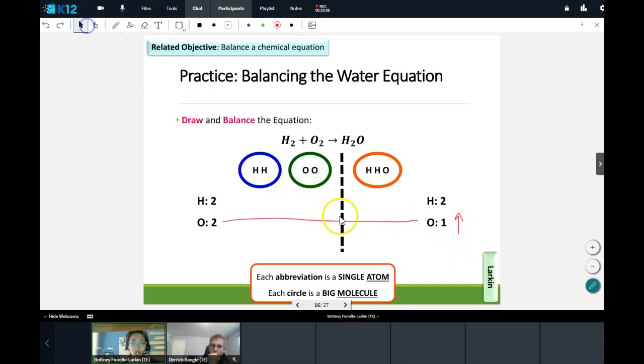Now, here's the deal. You can't just add random oxygens to the right-hand side, to the product side, because your product doesn't include random oxygens. You can only add more of what you have. So what is the only molecule that I have over here on the right? What is the only molecule that I can add more of on the right? It's in a box. I'm literally telling you the answer. What is the only molecule on the right-hand side that we can add more of?